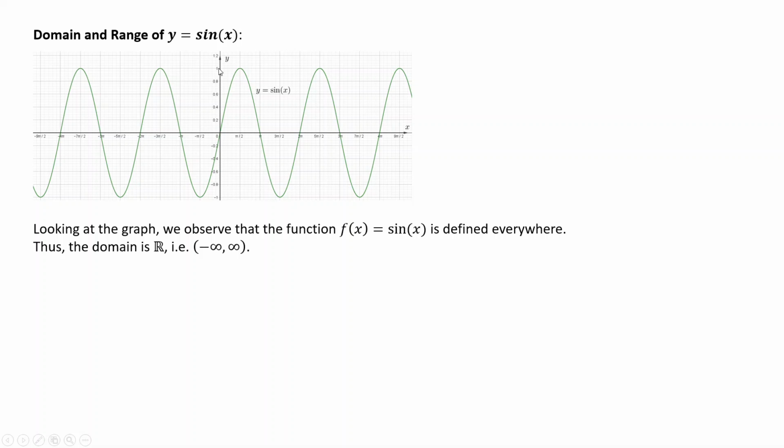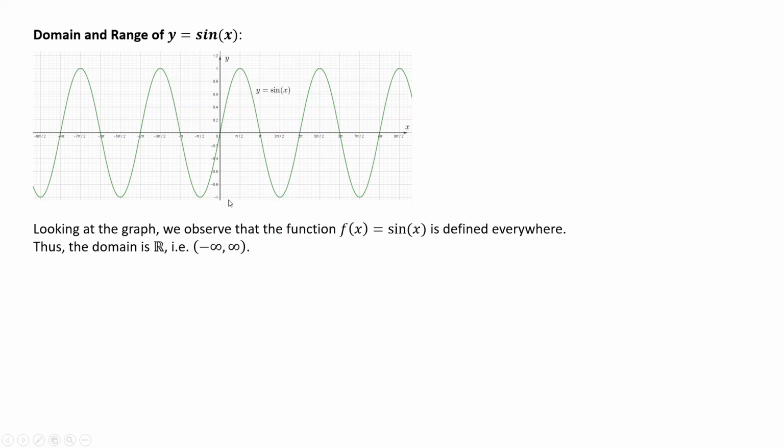Is 1 in the range? Yes, it is. Is 2 in the range? No. 2 is not in the range, right? Because no matter sine of what value you figure out, it will never be equal to 2. This graph tells you that. Had this been able to be equal to 2, it would have stretched all the way up to a y value of 2. But 2 is not there. Maximum y value is 1. Minimum y value is -1.